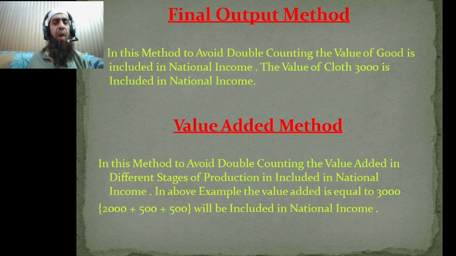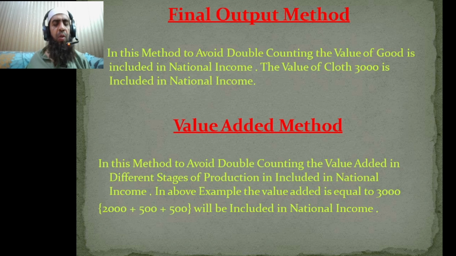What is the value added method? In this method, to avoid double counting, the value added at different stages of production is included in national income. In the above example, the value added is equal to 3000: 2000 plus 500 plus 500 will be included in the national income.